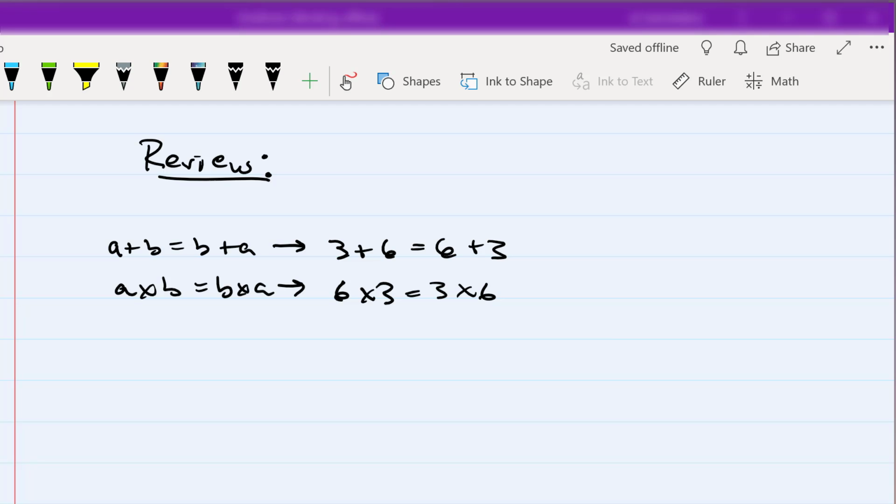Let us review then. The commutative property for addition says that a plus b is the same as b plus a. So 3 plus 6 is the same as 6 plus 3, which is just 9. The commutative property for multiplication says that a times b is the same as b times a. So 6 times 3 is the same as 3 times 6, which is 18.